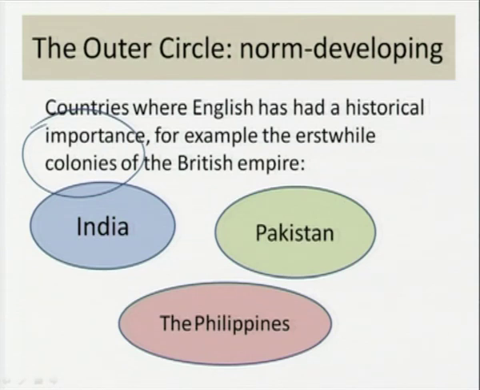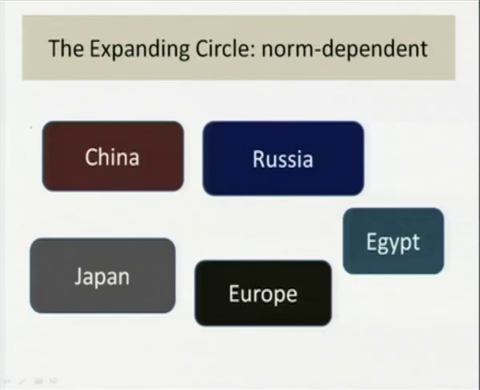were also being developed. The outermost ring, we have the expanding circle, which is norm dependent, right. So, they are China, for instance, Russia, Egypt, Japan, and Europe. So, this forms the expanding circle, and as more and more countries begin to have a considerable number of speakers, okay, in the English language, this expanding circle will accommodate those countries.